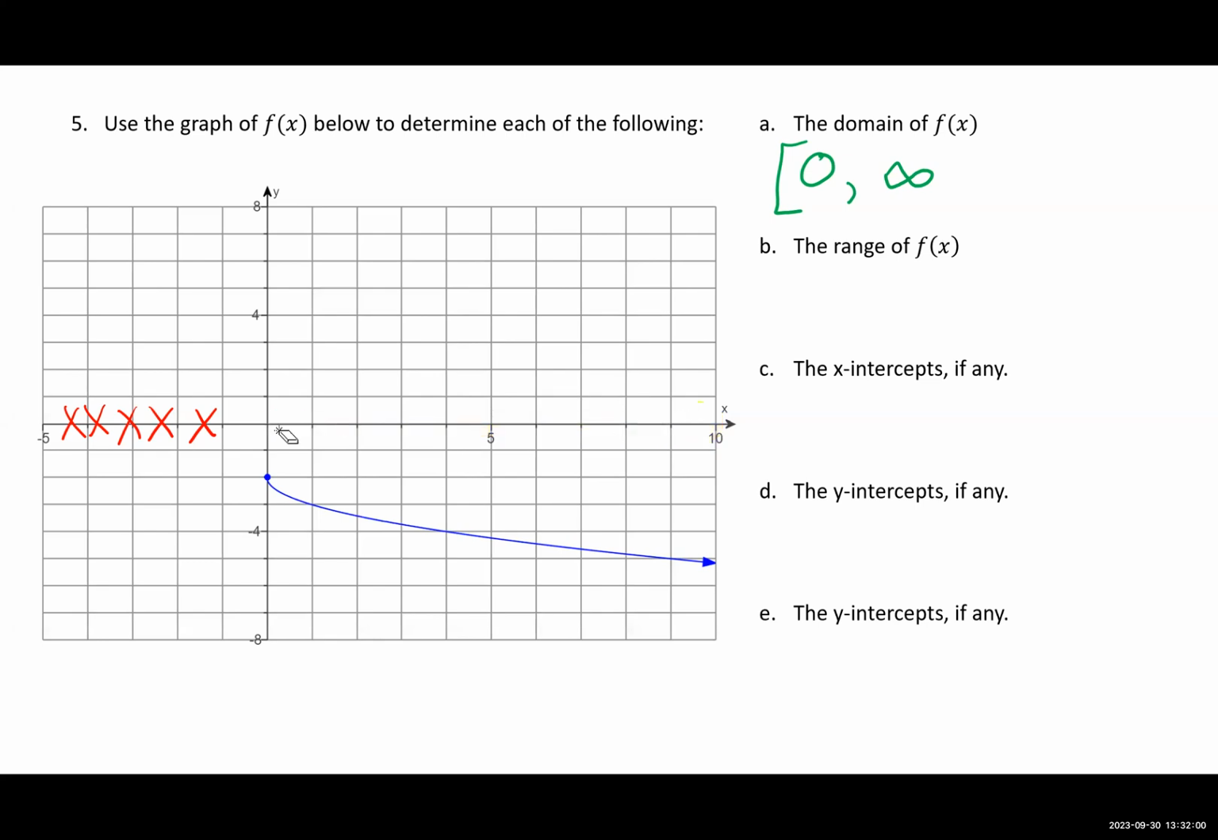All right, so let me use green for the domain. So the domain is starting here, and it's all these x values in this direction. Goes on forever because there's an arrow saying this graph is continuing on in this direction. Infinity always gets a parenthesis, never a bracket, because infinity is not actually a number.